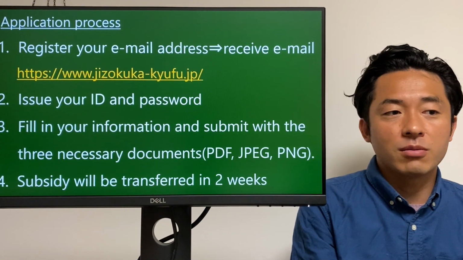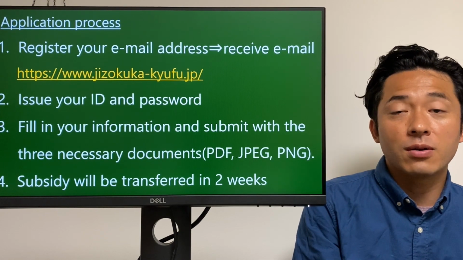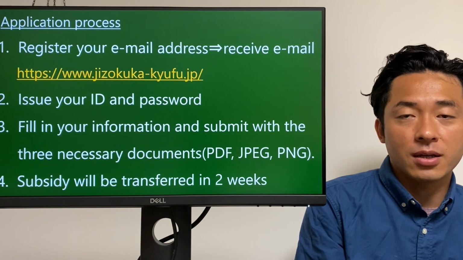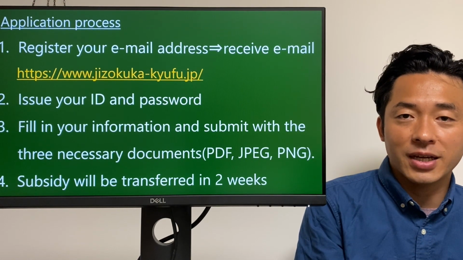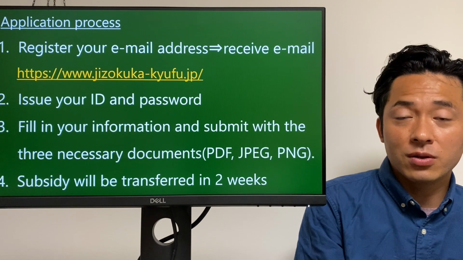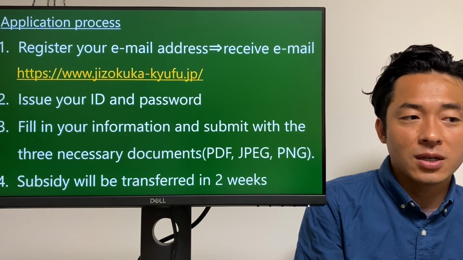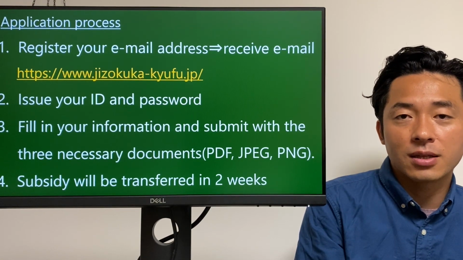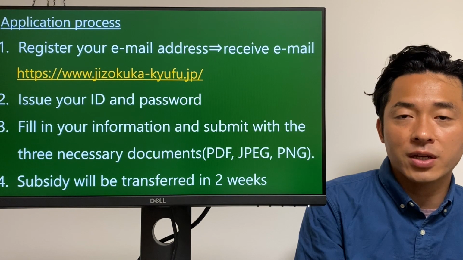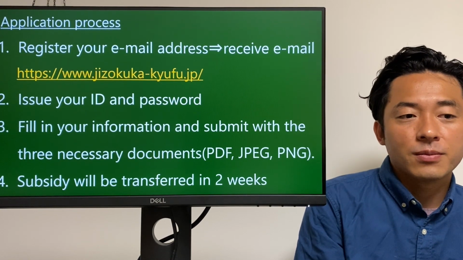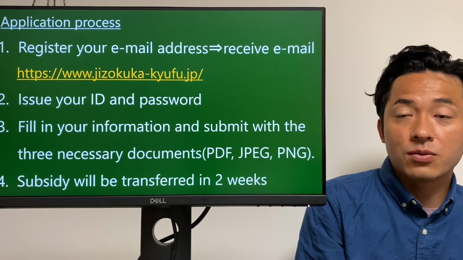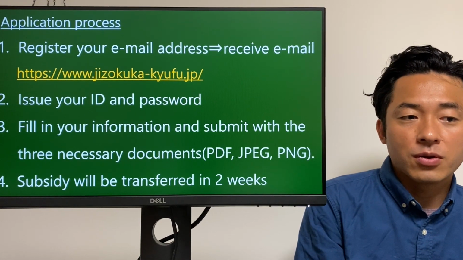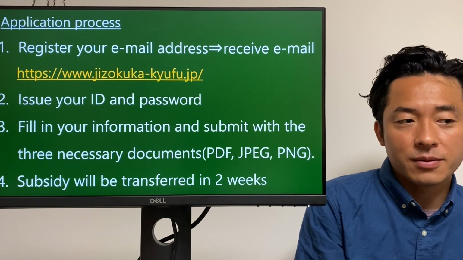So here is the application process. First, you go to the links here and register your email address temporarily. Then you will get an email from the website. After that, you issue your ID and password. Then you fill in the information like the company's name and address and your representative director's name and so on, and submit with the 3 necessary documents that I mentioned in my previous slide. You can attach PDF, JPEG or PNG.